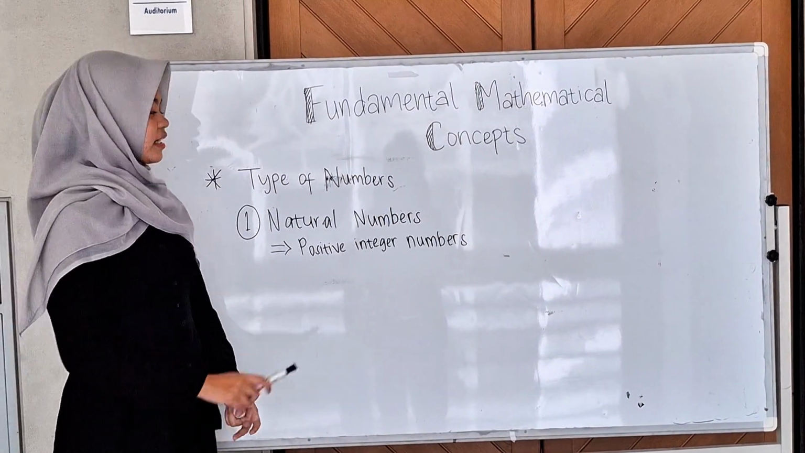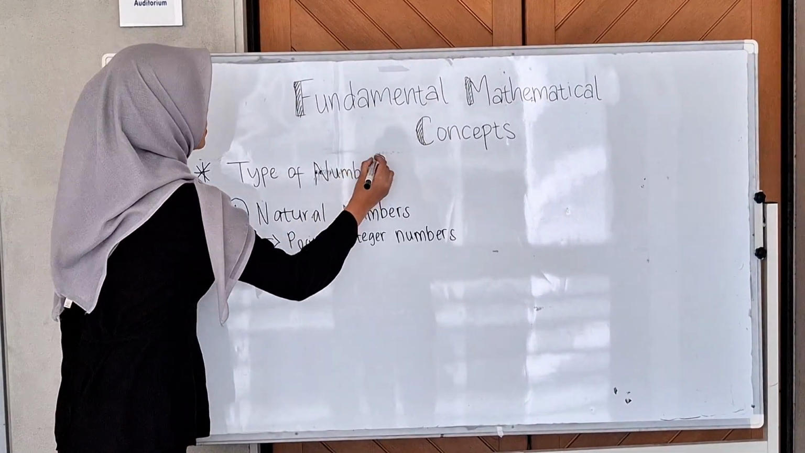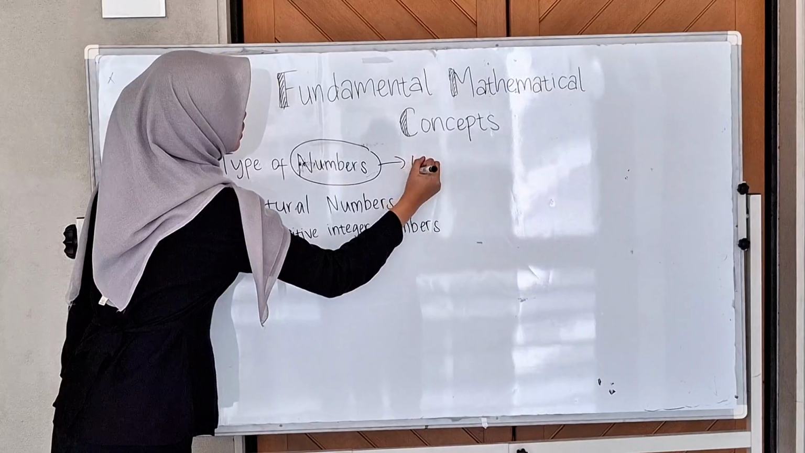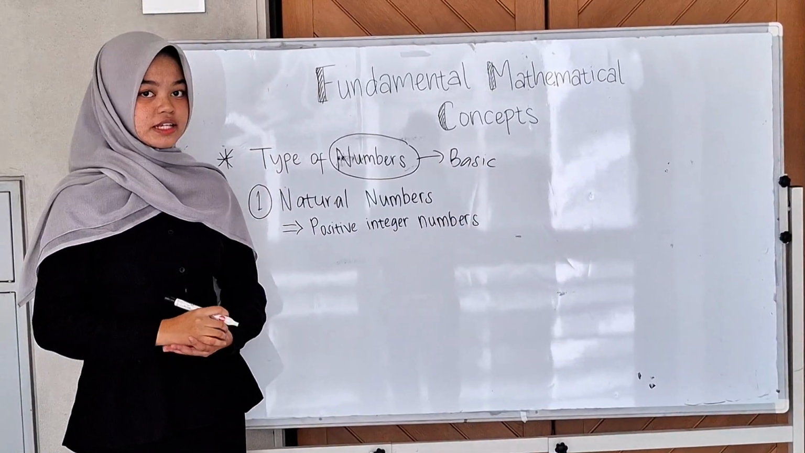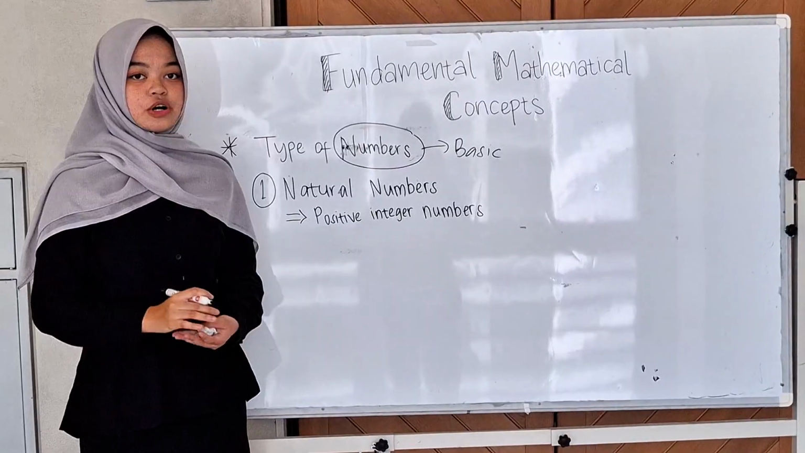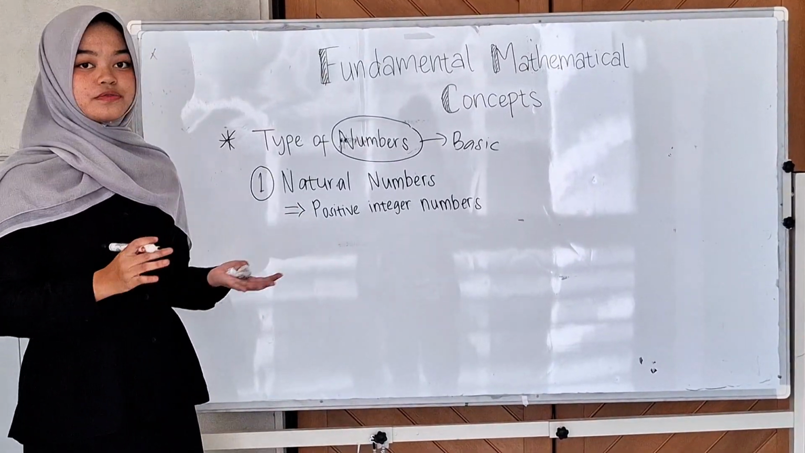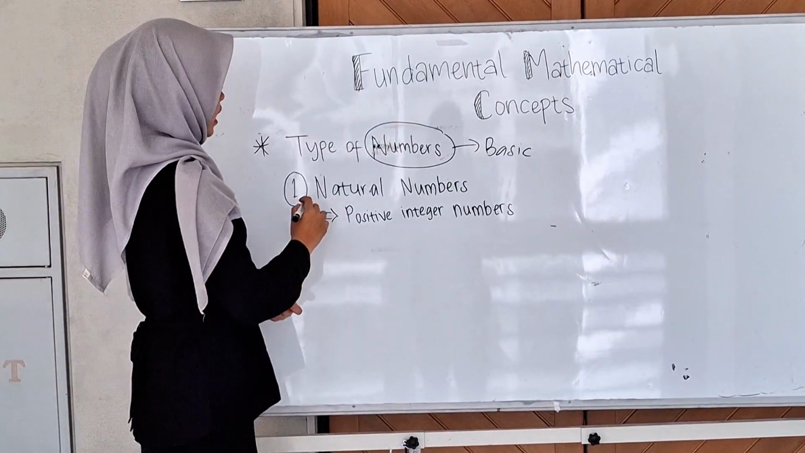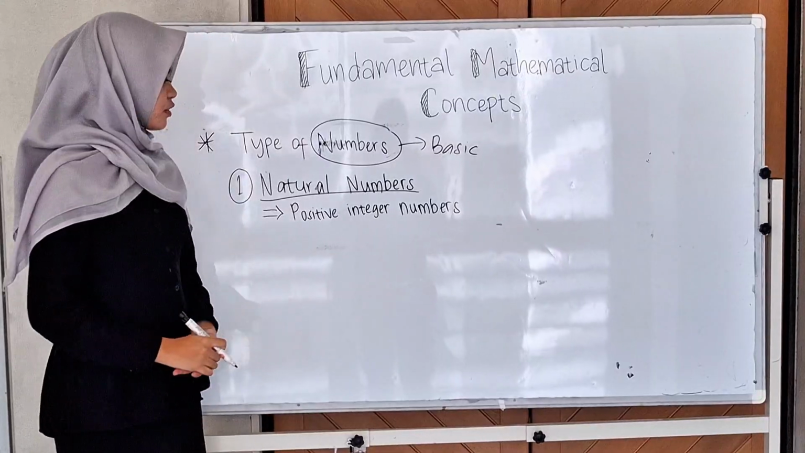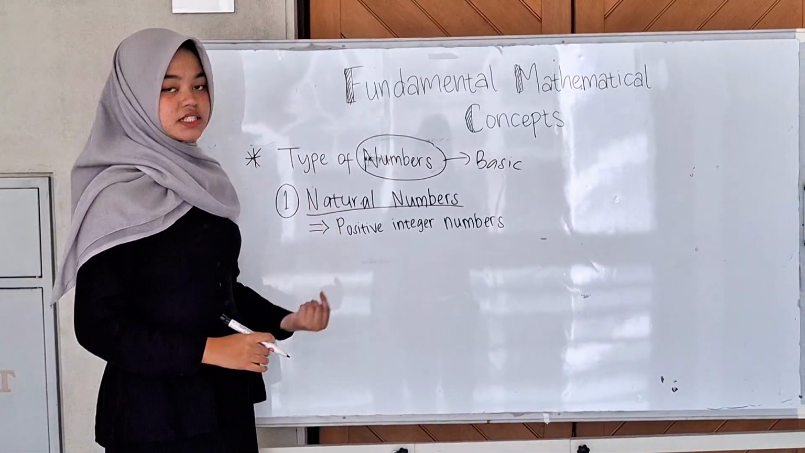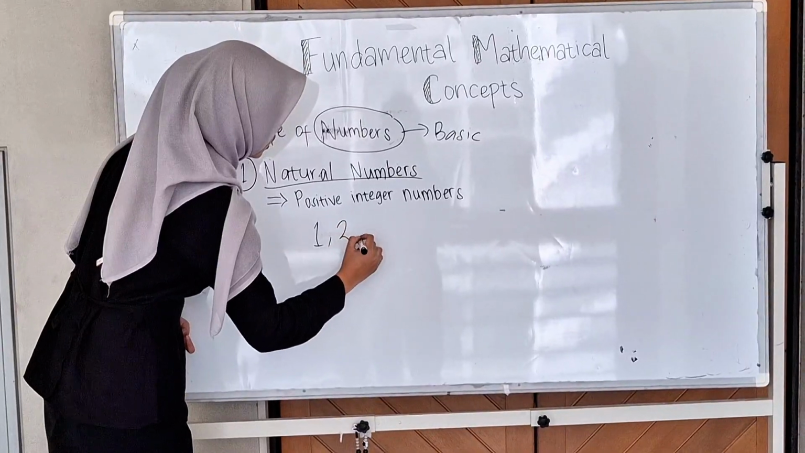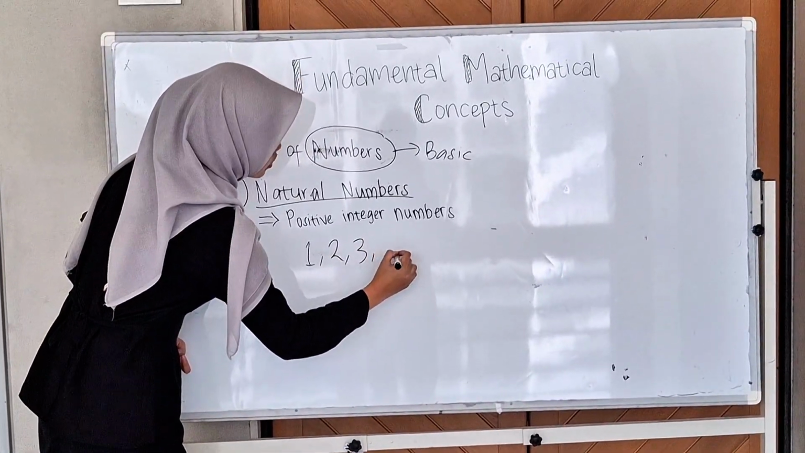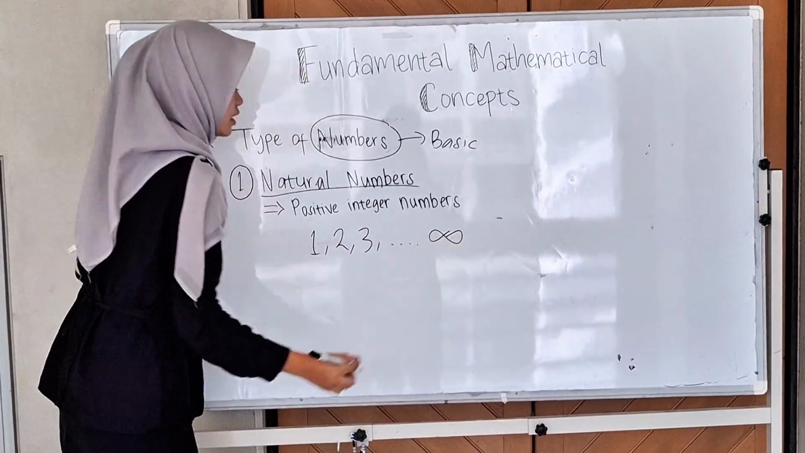Okay, the first material is type of numbers. Numbers are the most basic elements in mathematics that we use in calculations in our daily lives. So, do you know there are various types of numbers in mathematics? The first one is natural numbers. Natural numbers are any positive integer numbers starting from 1, 2, 3, and so on until infinity.